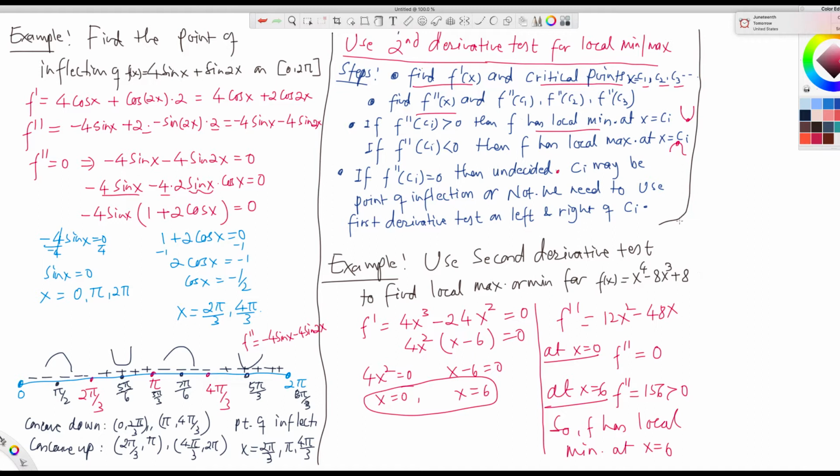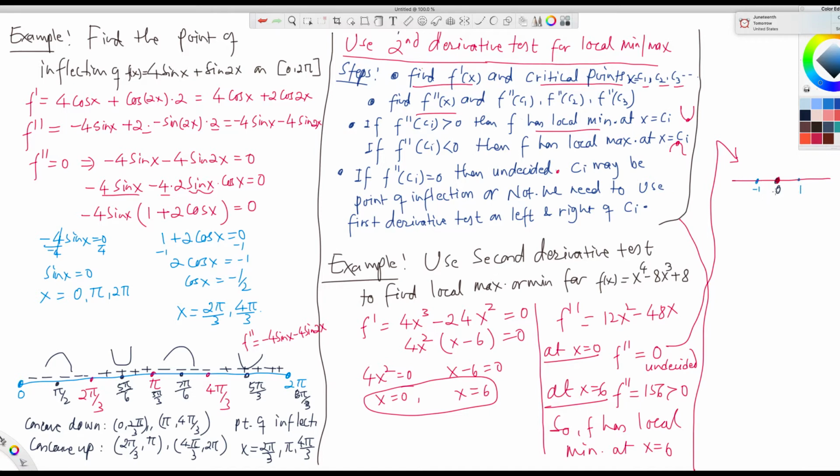Now we need to do more work for x equals 0, right? Because we were undecided. Let me write undecided. Let's work more. Okay. So at x equals 0, f double prime is 0. But how about the first derivative on the left and right of x equals 0? I want to take a test point. Let's say negative 1 and then positive 1.